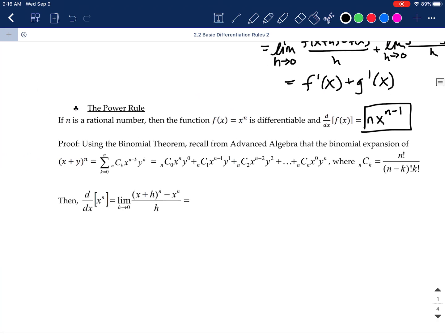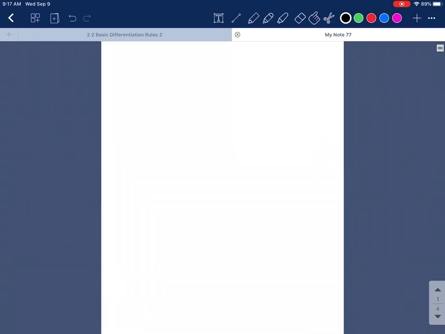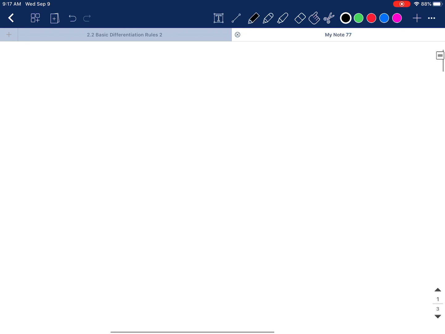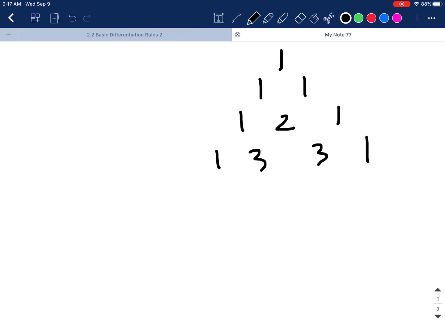In order to prove it, we're going to have to use the Binomial Theorem. So let's recall a little bit what that is, because it's probably been a while. If we look at a very nice pattern, I'll write out the first couple of rows of this. What is this triangle of numbers called? Yeah, this is Pascal's triangle.